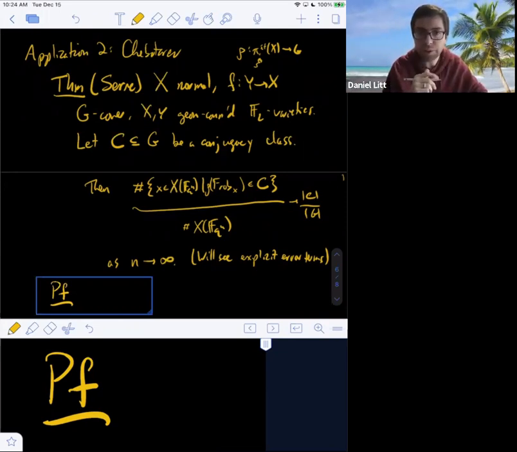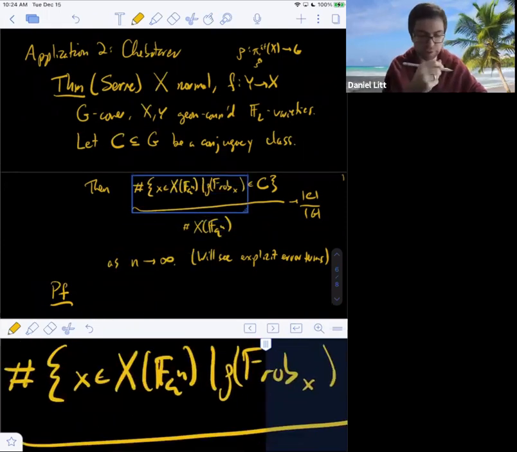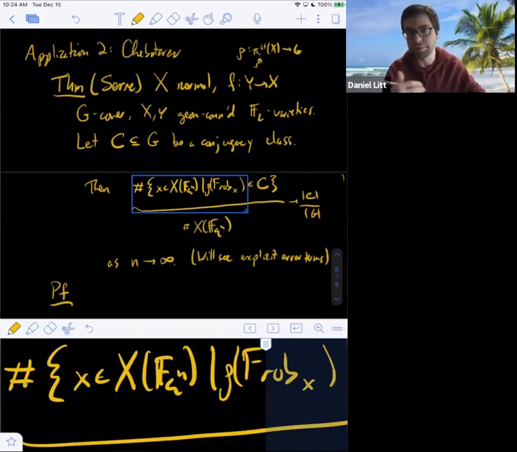So are there any questions about this statement? And it's really, I mean, if you replaced X with Spec of the ring of integers of a number field, this would really be the same statement as the classical Chebotarev density theorem, maybe again minus some kind of error term.